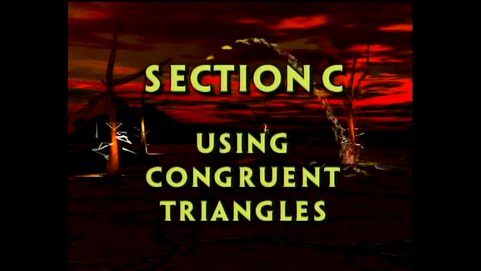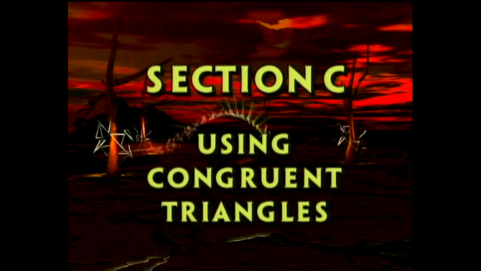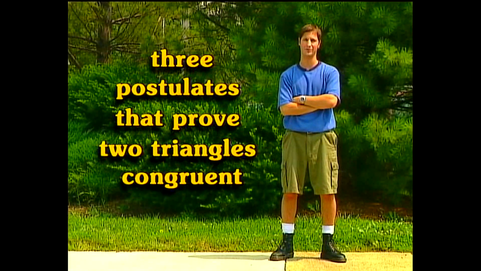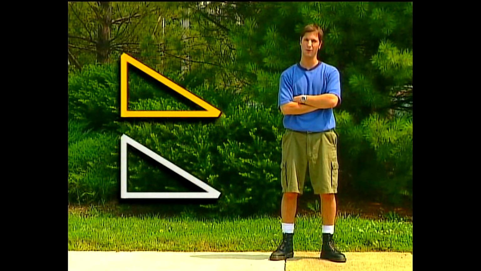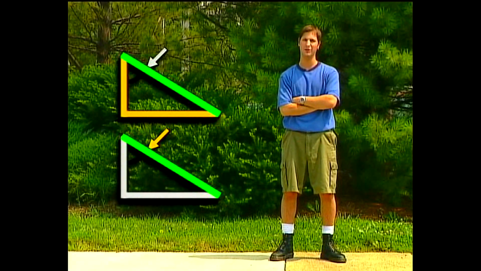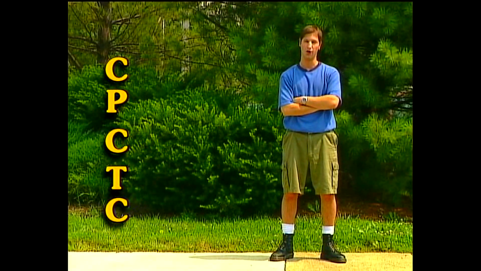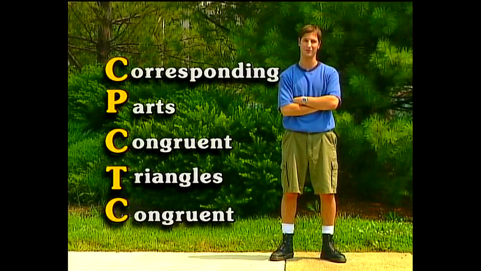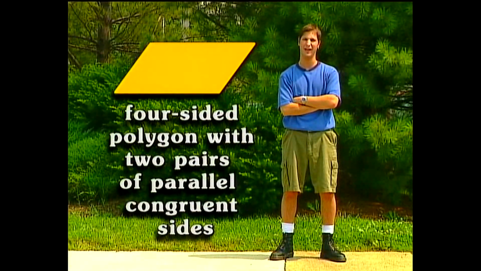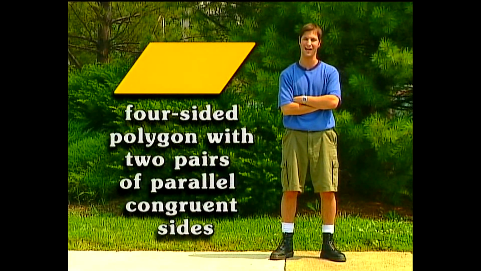Now that we have some ways to prove congruent triangles, let's move on to using congruent triangles. Section C, using congruent triangles. In the last section, we learned how to use three postulates that prove two triangles congruent. In this section, we'll also want to conclude that a particular pair of angles or segments are also congruent. We can do this because of CP-CTC, or corresponding parts of congruent triangles are congruent. Let's start with a parallelogram, which is a four-sided polygon that has two pairs of parallel congruent sides.